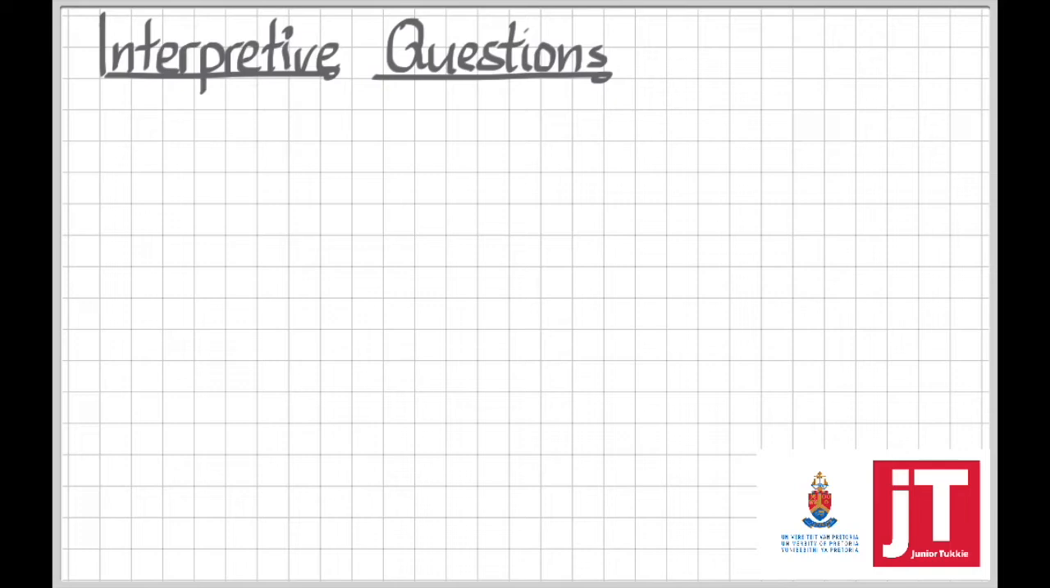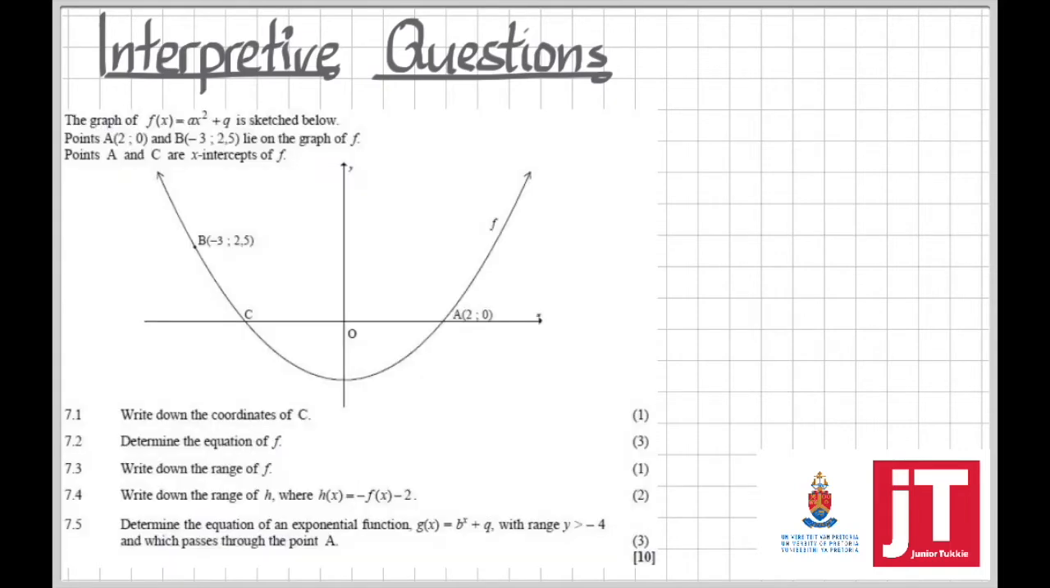In this specific video, we're going to be looking at interpretive questions, starting with the one below. The graph of f of x equals ax squared plus q is sketched below. Points A and B lie on the graph of f. Points A and C are x-intercepts of f. Let's look at the first question. 7.1 reads as follows: write down the coordinates of C.